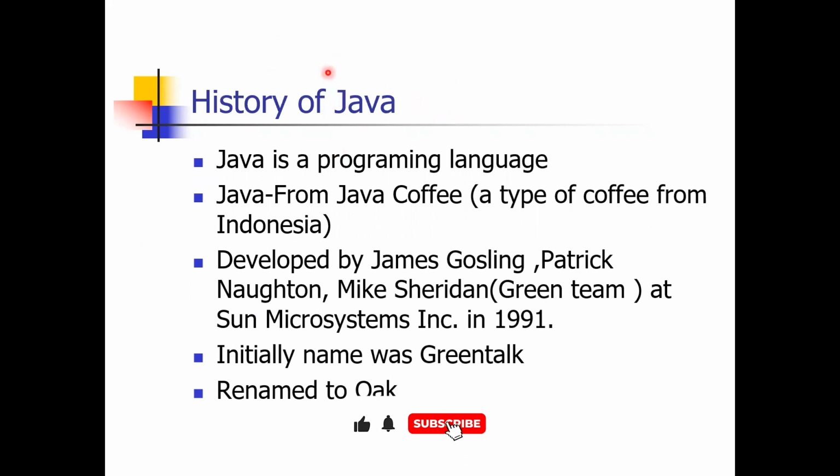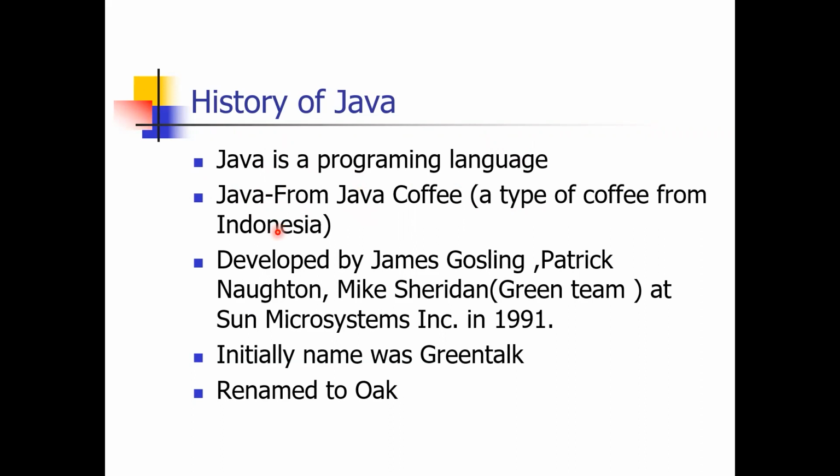What is Java first of all? Java is a programming language like C, C++, Ruby, Python, etc. It is the most popular programming language. Now, why is it named Java? Basically, Java is a type of coffee from Indonesia, so it was taken from the name of the coffee. We'll talk about the history.